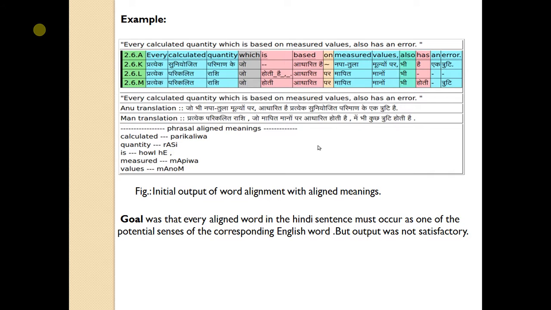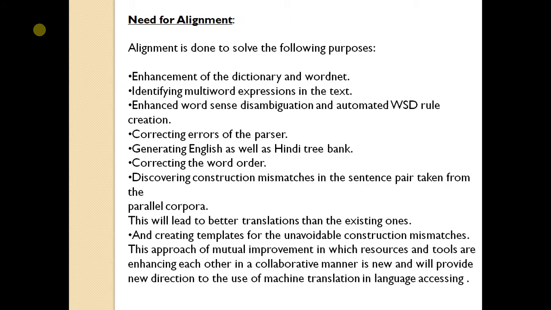Our goal was that every aligned word in the Hindi sentence must occur as one of the potential senses of the corresponding English word, but the output was not satisfactory. So here arises a need for alignment.